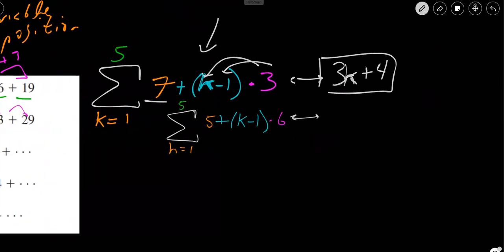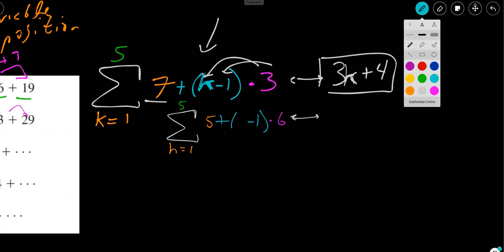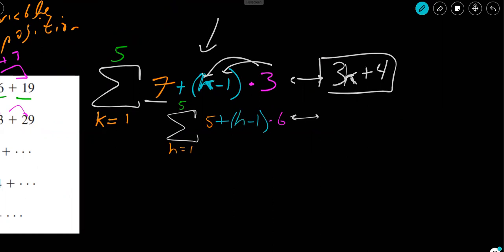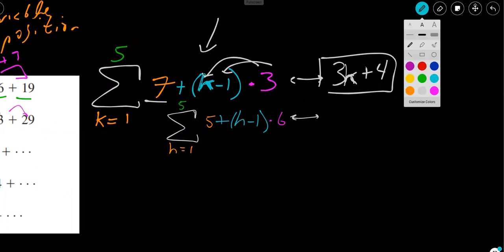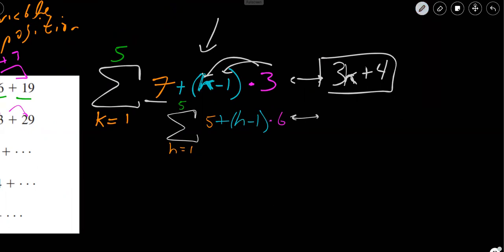Again, I can multiply things through. 6 times K, and I did it again. 6 times h, this is why it's important. I try to use just K all the time, I don't know why. So 6 times h, I get 6h. 6 times -1 is -6. 5 minus 6 is -1. So now I've got my second series.